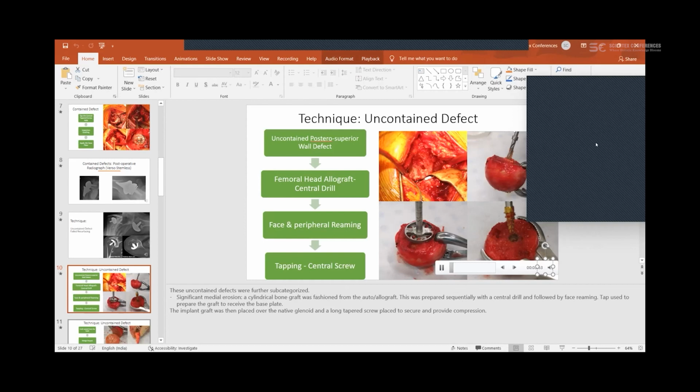So the uncontained defects were subcategorized a little bit differently. And what we found was that if there was significant medial erosion, then a cylindrical bone graft was fashioned from the allograft, and this was prepared sequentially with a central drill followed by face reaming. A tap was used to prepare the graft to then receive the base plate, and the implant graft was then placed over the native glenoid, with the long tapered screw placed to secure and provide compression.